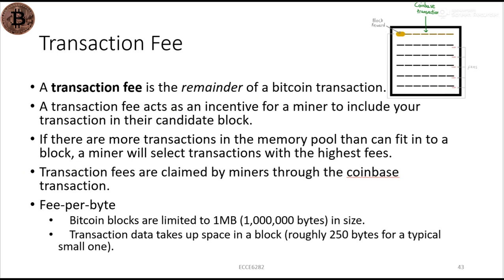Okay, so as we know, a Bitcoin block is limited to 1 megabyte in size, so a transaction, if it is a smaller one in size, takes around 250 bytes. So they will choose wisely from this memory pool which transactions will be added into the candidate block based on their transaction fee. So if you want your transaction to be chosen by the miner in the candidate block, then you have to pay a higher transaction fee for it, and these transaction fees are claimed by the miner through the coinbase transaction, which I already discussed with you in the previous slide.